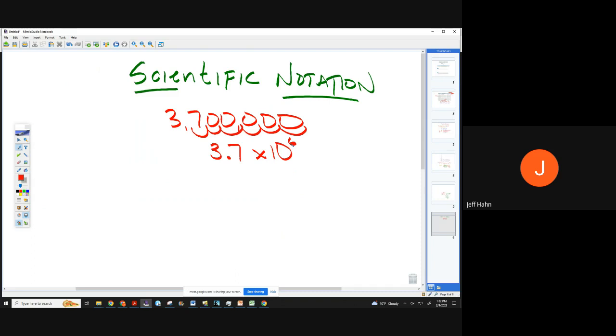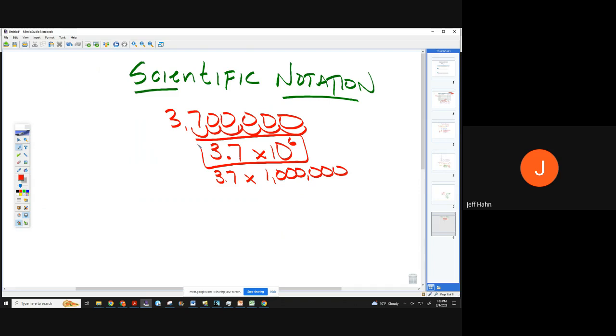Why does that work? Because if you take 3.7 and multiply it by 10 to the 6th power, what is 10 to the 6th power? It's a million. It's a 1 with 6 zeros after it. If I were actually to multiply this out, I would get the number I started with, but this is so much easier and so much smaller to work with. That's what you know so far. All right.